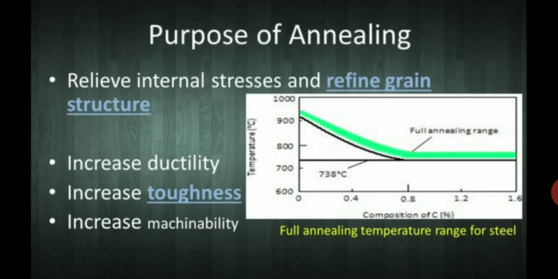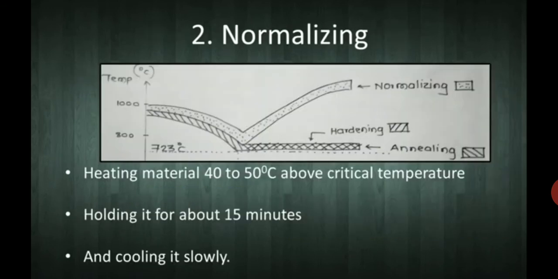Purpose of annealing. Annealing is used to relieve internal stresses and refine grain structure. It is also used to increase ductility, toughness, and machinability. In simple words, annealing is used to soften the material. Next is normalizing.